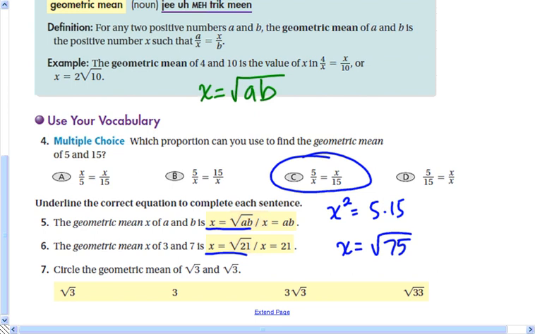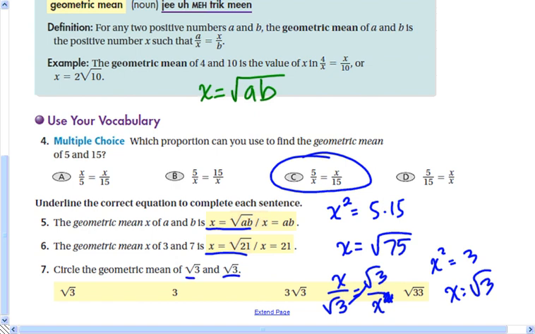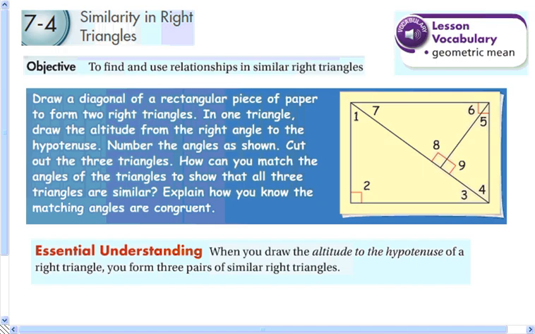Circle the geometric mean of the square root of 3 and the square root of 3. Think about that for a second. What we're saying is this: x over the square root of 3 equals the square root of 3 over x. And we get x squared equals the square root of 3 times the square root of 3, which is 3. So if x squared equals 3, then x equals the square root of 3. That totally makes sense, since we'd be multiplying by 1 to get from the square root of 3 to the square root of 3.